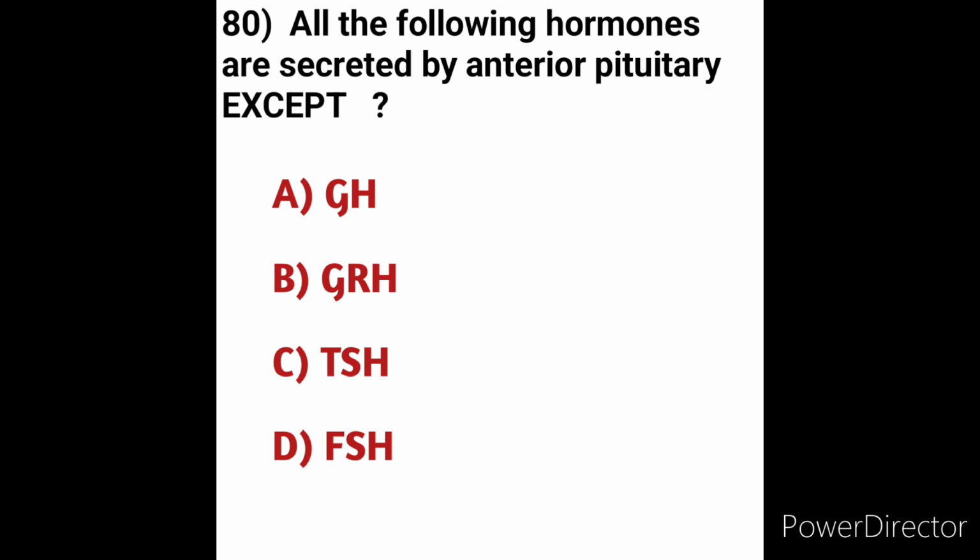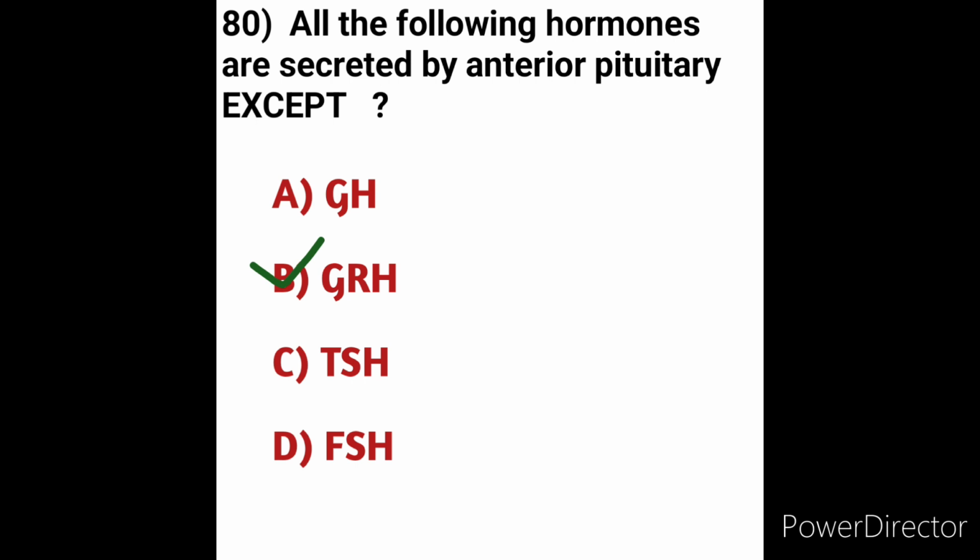GH, growth hormone, also called human growth hormone, is produced by the pituitary gland. GRH means gonadotropin releasing hormone, released from the hypothalamus in the brain. So here option B is the exception, not secreted by the anterior pituitary gland. TSH, thyroid stimulating hormone, is produced by the anterior pituitary gland. Option D, FSH, follicle stimulating hormone, is produced by the pituitary gland in the brain.